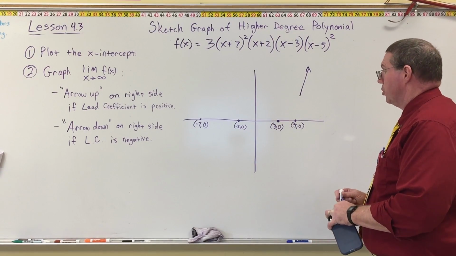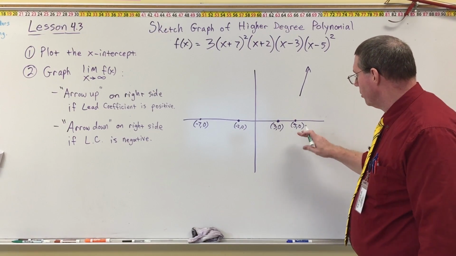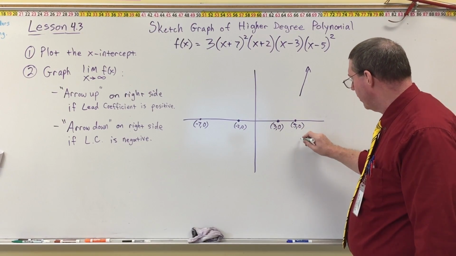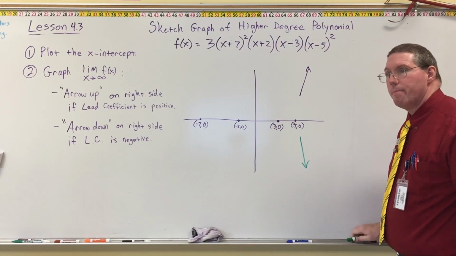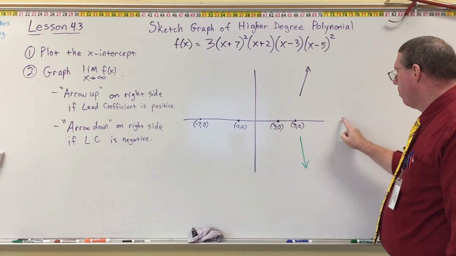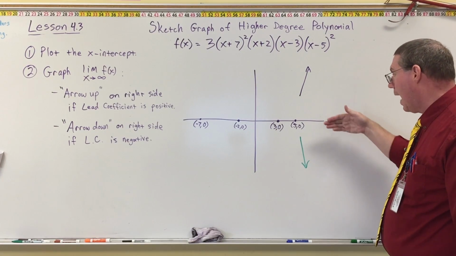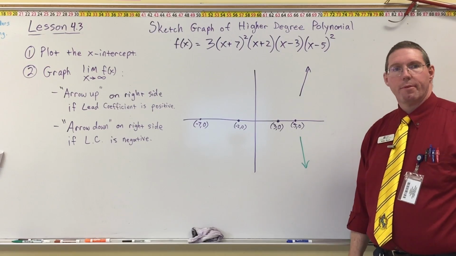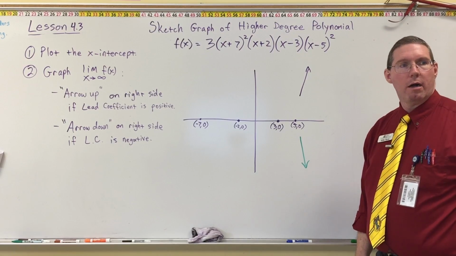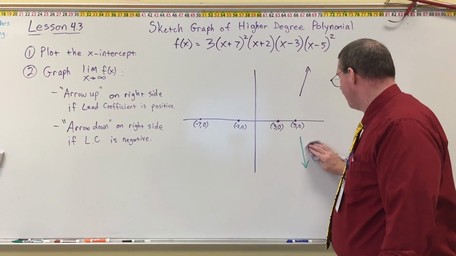If the lead coefficient was negative in this problem, we would go down to the fourth quadrant down here and draw a down arrow. And that would indicate that as x is approaching positive infinity, y, the output values, are approaching negative infinity. Okay? We okay so far? Okay, cool. All right, good.